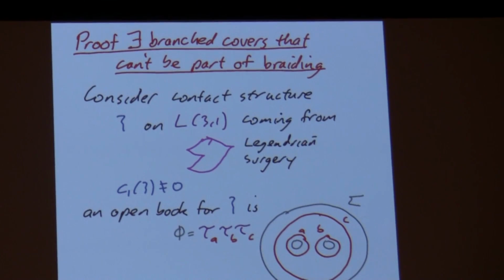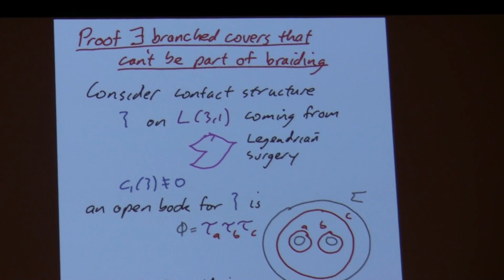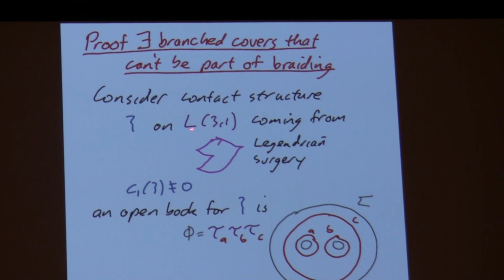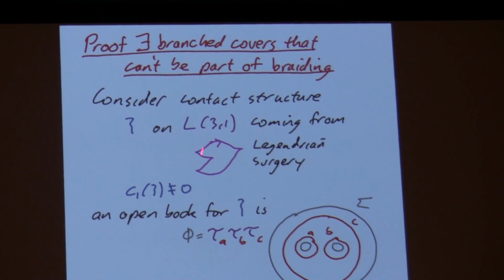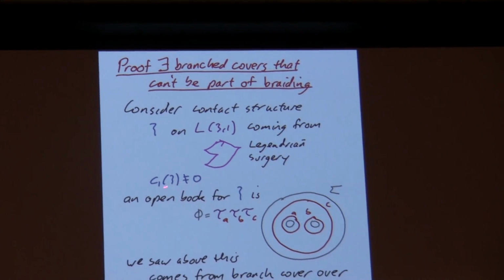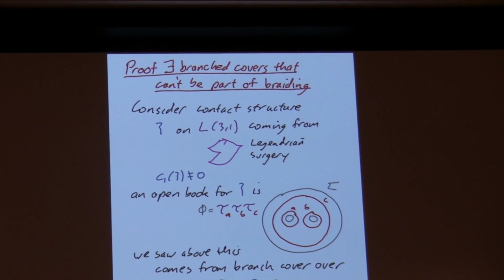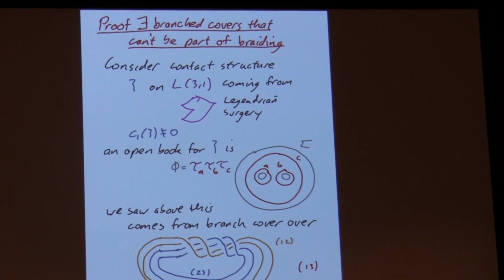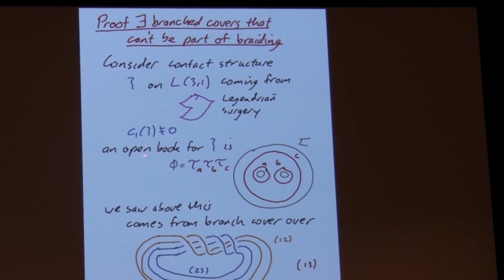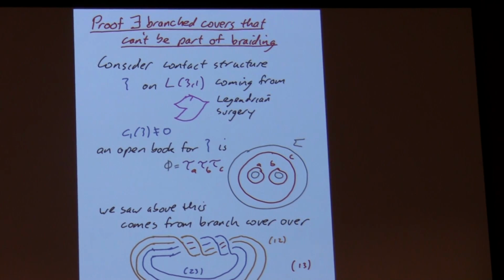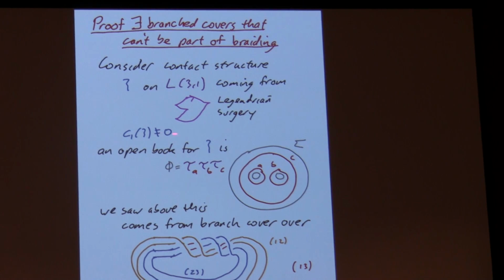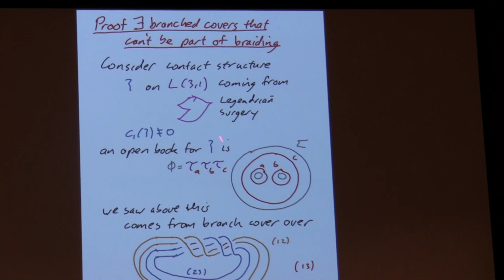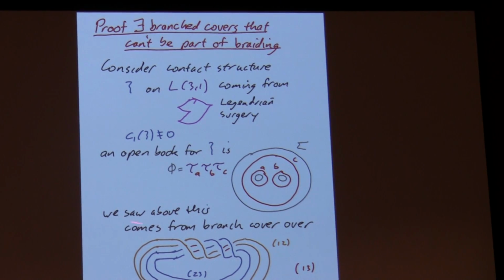How do you prove that certain branched covers can't be part of a braiding? Okay. Notice I've been picking my examples carefully, because I want to look at the contact structure on L(3,1) that comes from Legendrian surgery on this unknot. The claim is this has c1 not equal to 0, and therefore we know it does not embed in S5, right? It does not embed in S5 with any contact structure on S5. Well, notice this contact structure, I can realize it as a branched cover over S3, and you do it as follows. You can fairly easily work out that an open book decomposition for this contact structure is given by this. Okay.